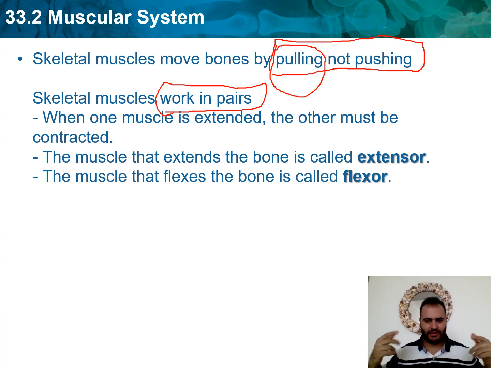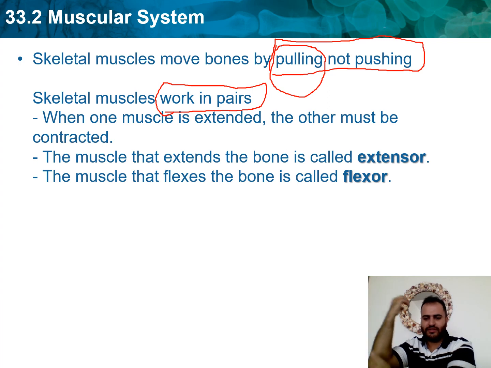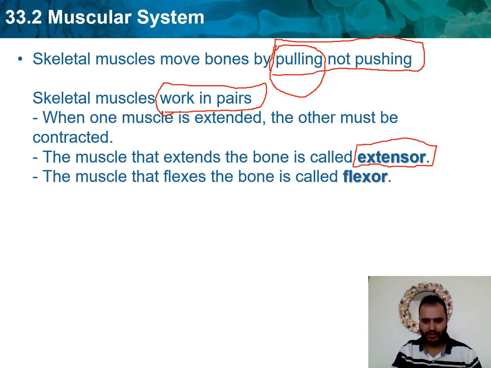The same idea applies to the muscle. In order to move a bone, you need to contract one muscle and the other muscle must relax in order to release the bone and allow it to move. Okay, so what do we call this paired action of muscles? We call them, the first one extensor, the other one flexor. So extensor and flexor. When one muscle is extended, the other is contracted. The muscle that extends the bone is called extensor. Extensor is the muscle that allows the bone to extend. It means when it contracts, it extends the bone.